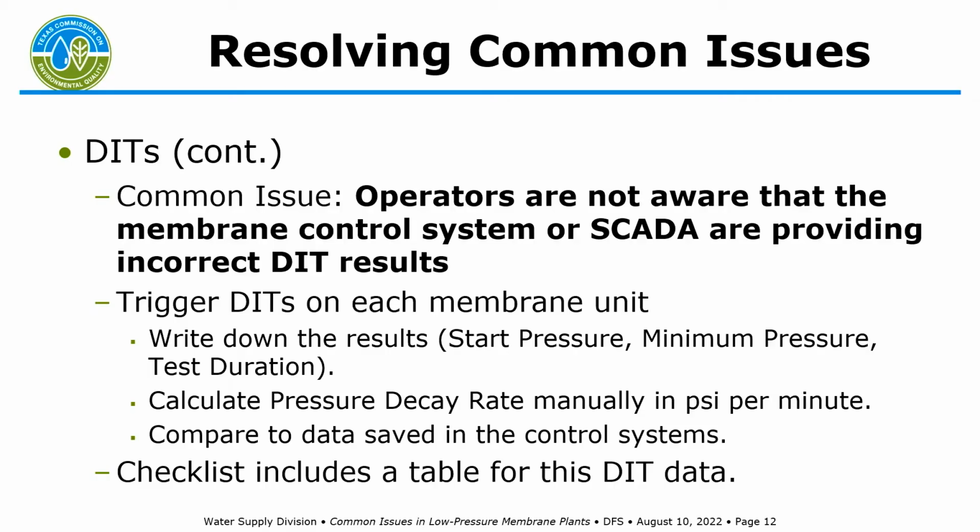So what's a common issue? It says here, operators are not aware that the membrane control system or SCADA are providing incorrect DIT results. And in the checklist, there's a procedure in there that says how to check that. Write down the results. There's actually a little chart in the checklist where you write down your start pressure, your minimum pressure, your test duration, and it shows you how to calculate your pressure decay rate in PSI per minute. And then you can compare that to the data that's saved in the control systems.